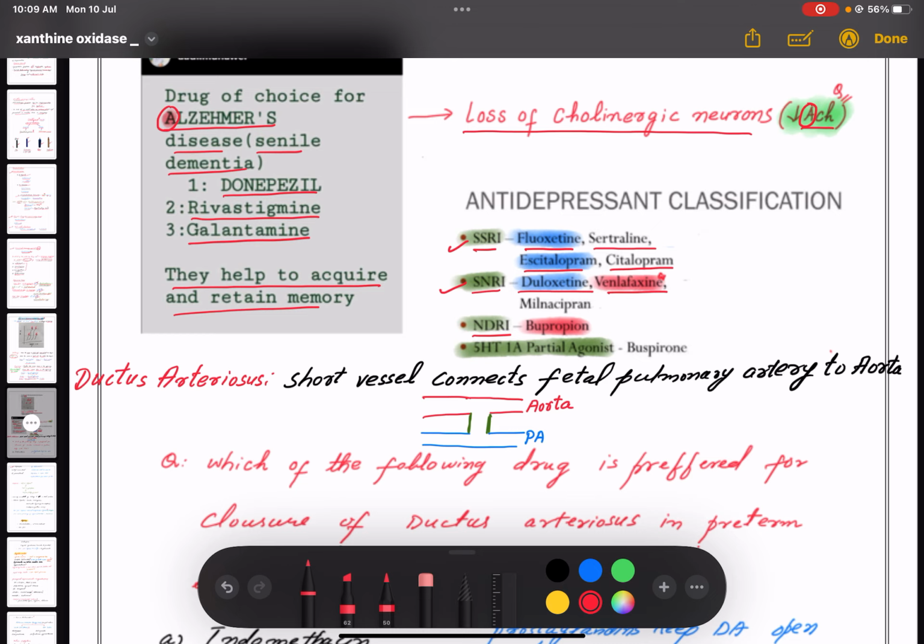This question has been asked: which of the following is SNRI. SNRI includes venlafaxine, and this was the question asked. It also includes milnacipran. Then we have NDRI, norepinephrine dopamine reuptake inhibitors, which include bupropion. As I have told you, bupropion is an anti-smoking drug, which is actually an antidepressant. It is the antidepressant drug used for anti-smoking purpose. Then we have 5-hydroxytryptamine 1A partial agonist, which includes buspirone.